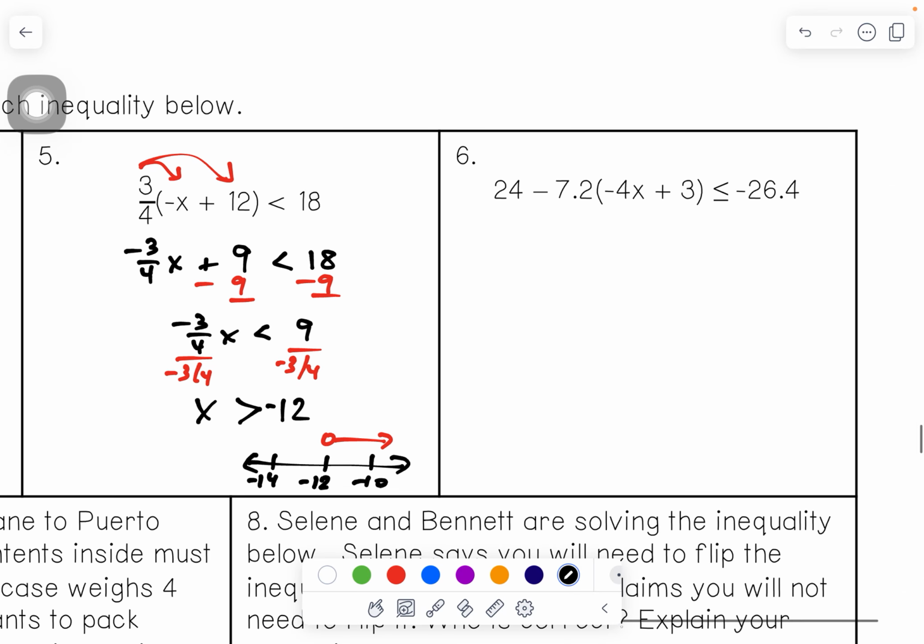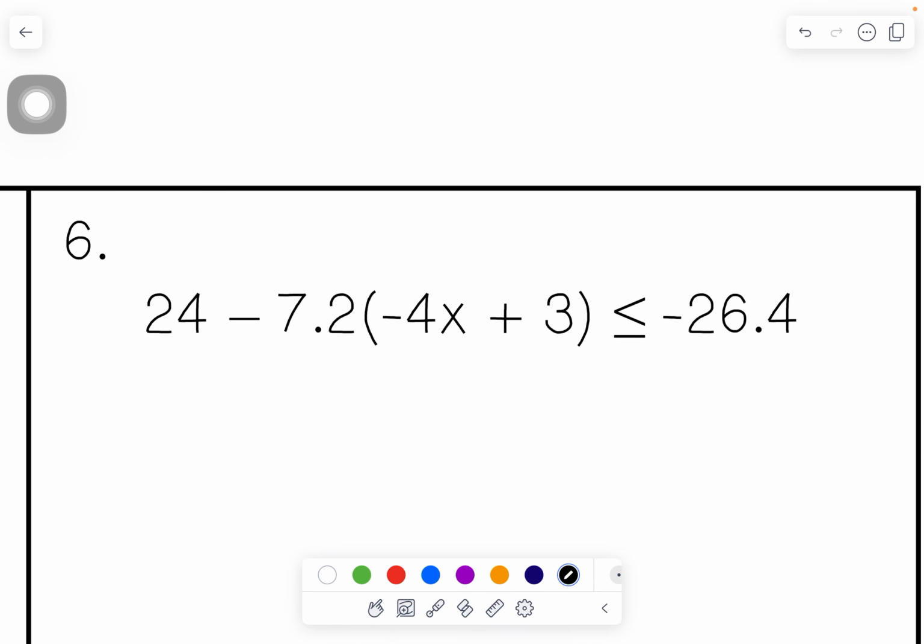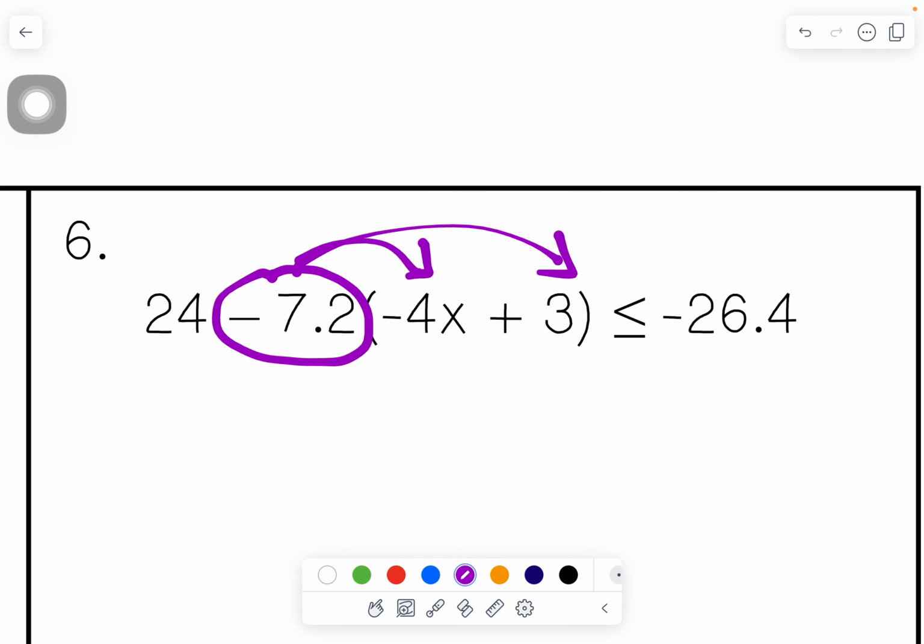Next one looks like it's going to be the toughest, because we have distributive property thrown in there with combining like terms. What am I distributing here? This is sometimes tricky. That 7.2 is attached and it has the negative with it. So I'm distributing the whole thing. 24 comes along to the next step.